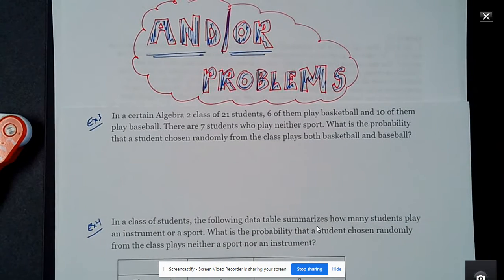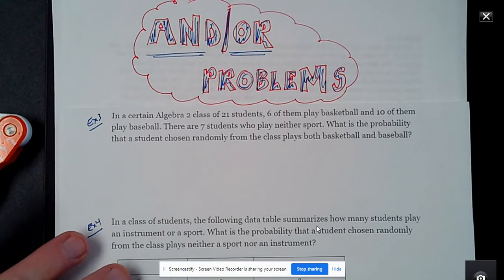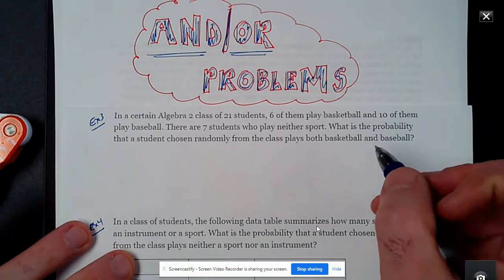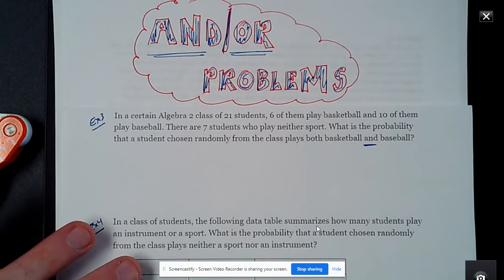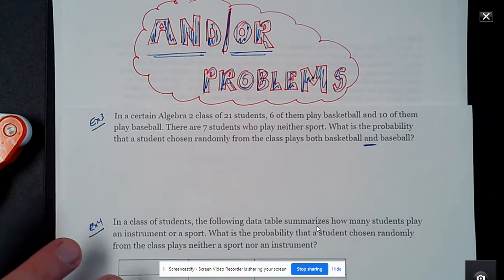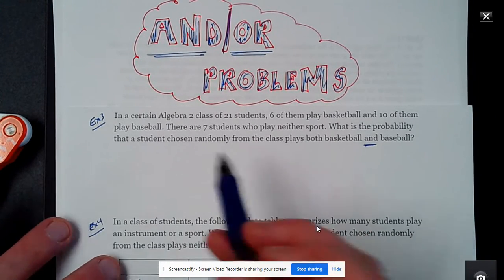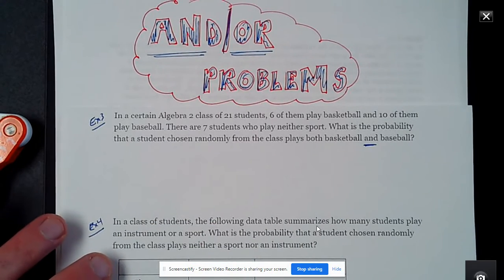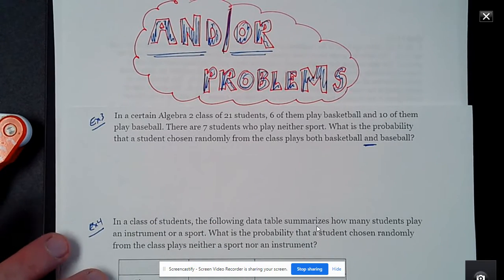You have a certain algebra class, and there are 21 students in there. 6 of them play basketball, 10 of them play baseball, and 7 students play neither sport. We want to figure out the probability that a student chosen randomly from the class plays basketball and baseball. So this is going to be an and question. There's a lot of information going on right here, and it can be quite overwhelming to start off with. In this particular case, I would recommend putting together a table.